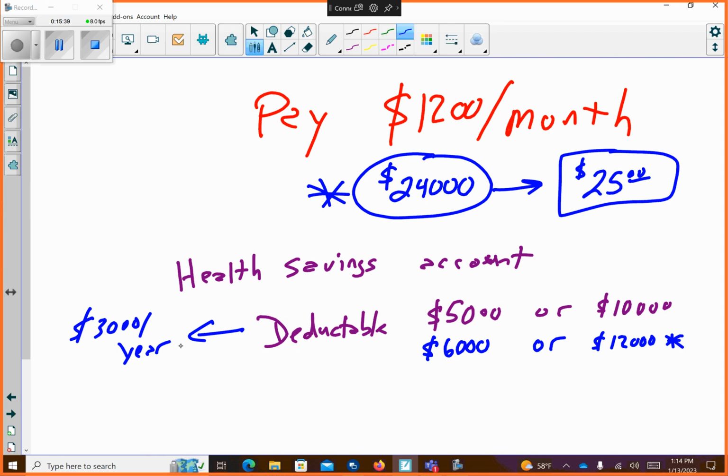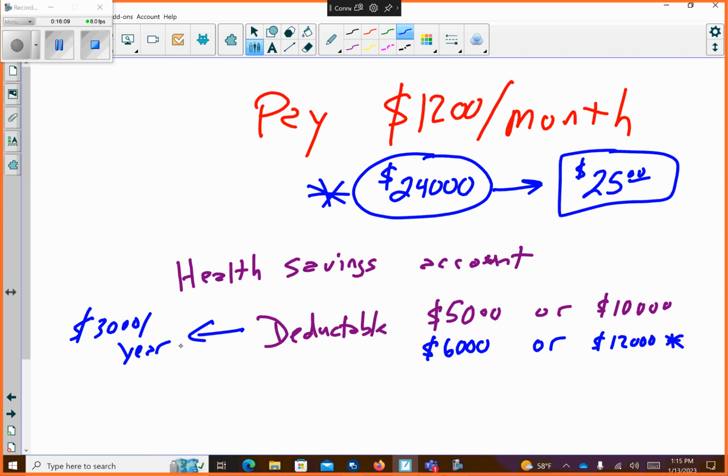Okay? Now, follow my madness. $3,000 a year is a lesser amount than $24,000 a year. Agree? $3,000 plus $5,000 is $8,000. $8,000 is less than $24,000 a year. Right? Okay. So, because I have a $5,000 deductible, a lot of people don't have $5,000 liquid cash.